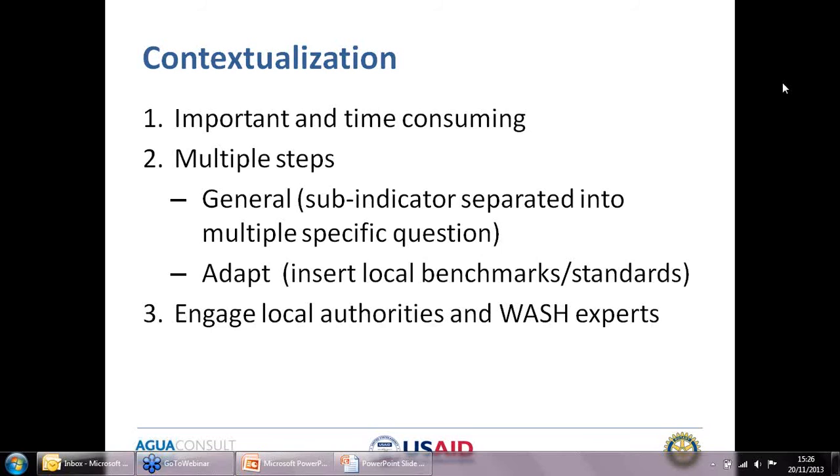Because we have different stakeholders, when directing those sub-indicator questions to households, you would phrase the question differently than you would to a service provider or to a district authority. So it's important to phrase those correctly and appropriately, and then also to adapt the general sub-indicators as shown in the framework using local benchmarks and standards and norms for the country in which you'll be collecting data.